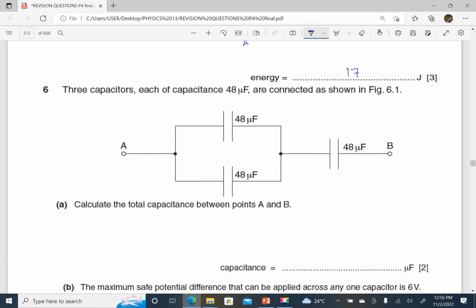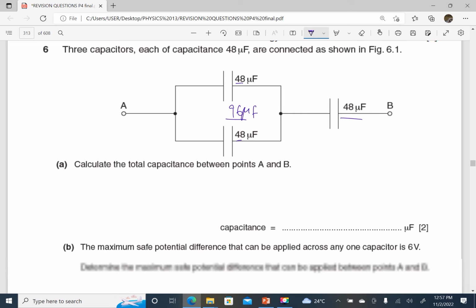3 capacitors, each of capacitance 48 microfarads, are connected as shown. So these ones are in series. Total is 48 plus 48, which is 96 microfarads. 96 is now in series with the 48.